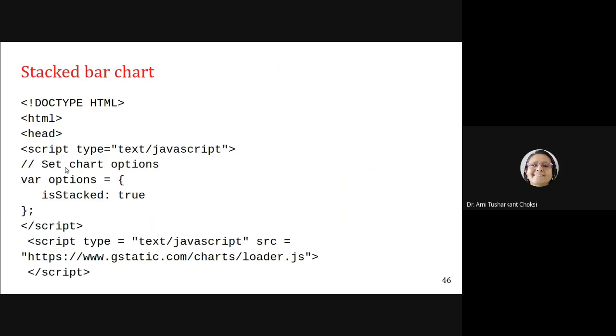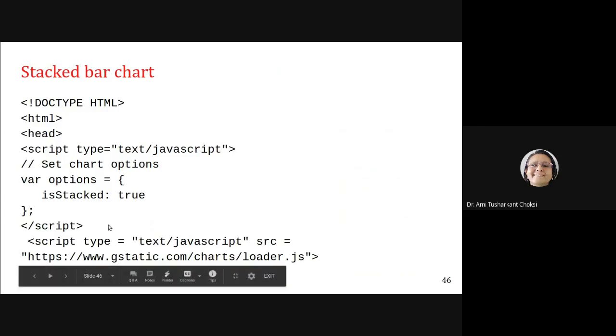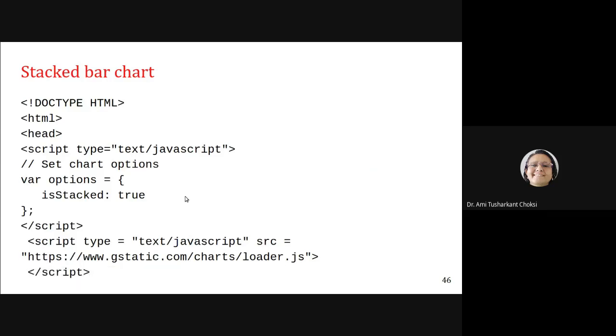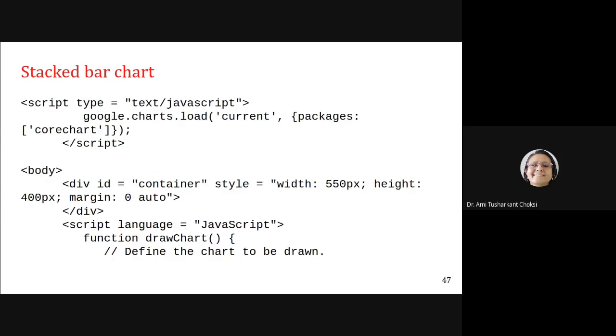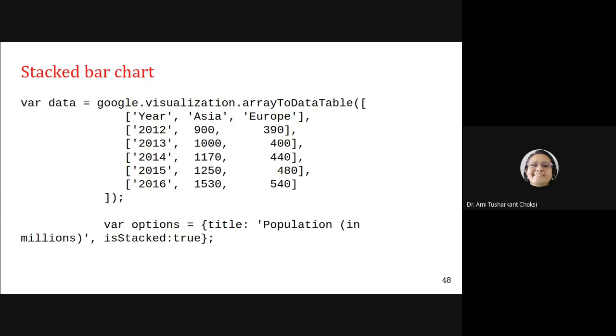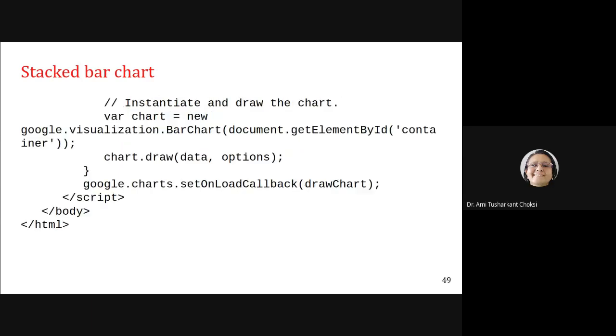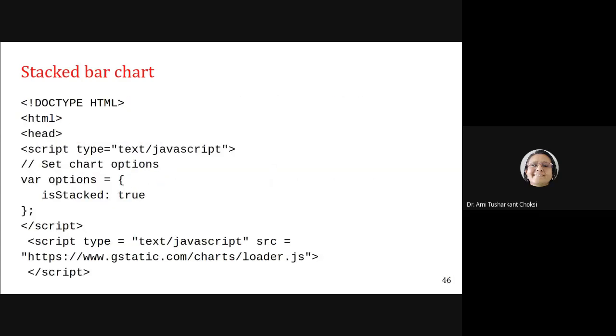What do we have is we need to load the loader file for our Google chart. We need to specify the options. We need to draw the chart, right? We need to load the packages. We need to have the draw chart. We need to have the data. We need to specify the options and we need to draw the chart. Fine. This is what is known to us. Let's see them one by one so we can have the idea.